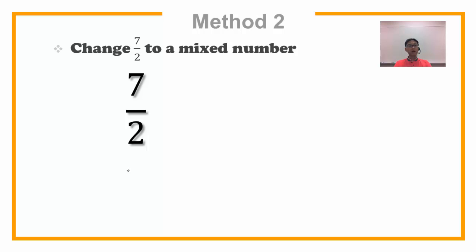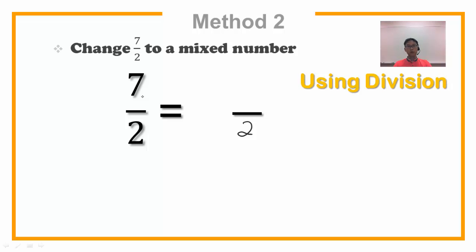Now let's change 7 halves to a mixed number, and I know that it will be a fraction where the denominator is still 2. So let's put that down first. Now the method that we use is division. So I have 7 divided by 2. I want to know how many 2's go into 7. If you work it out, it will give you 3 remainder 1. So my 3 will be my 3 wholes, and my remainder 1 will be my 1 on my numerator. And so that's how you use division.